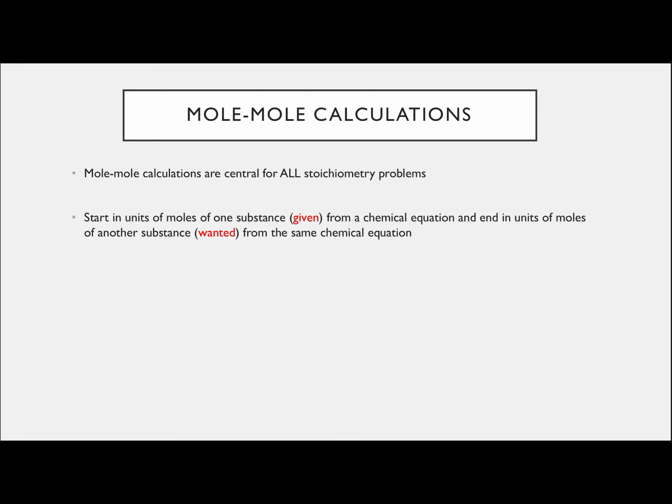What we're going to do is start in the units of moles of one substance, which is going to be our given. What we're given, what we're starting with, from some chemical equation. And we're going to end in units of moles of another substance, which is going to be our wanted. And this is all going to be across the same chemical equation. So it's moles to moles, two different substances, same reaction.